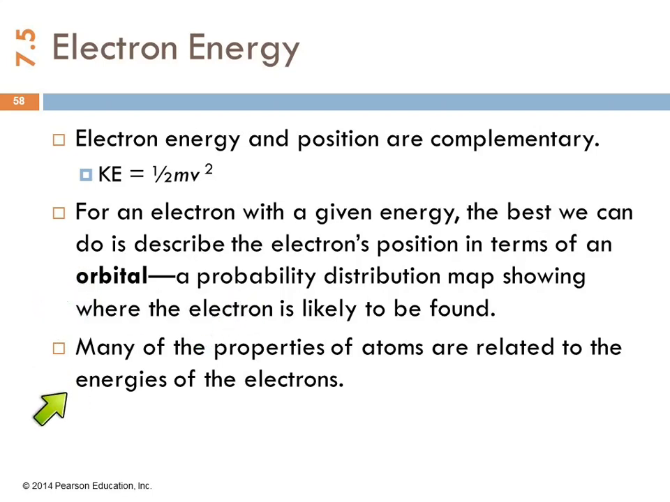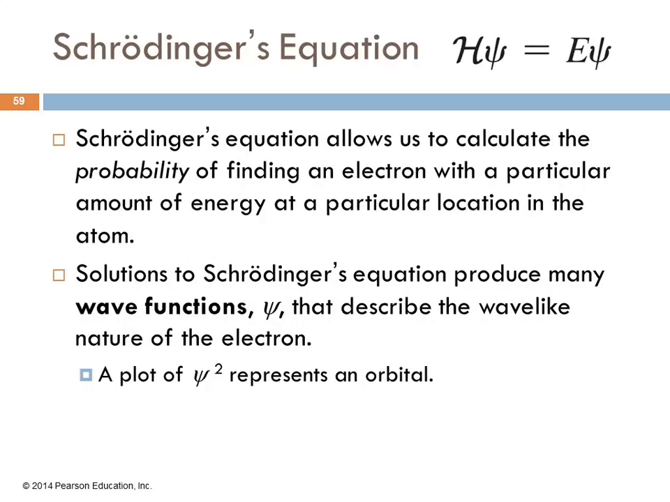Many of the properties of atoms are related to the energies of the electrons that are in them. Remember the kinetic energy, 1/2 mv squared. Here's Schrodinger's equation. It allows us to calculate the probability of finding an electron with a particular amount of energy at a particular location. And the way we do this is with wave functions, because the electron acts like a wave. So the wave function describes the wave-like nature of the electron. And when we plot the wave function squared, we get the shape of an orbital.